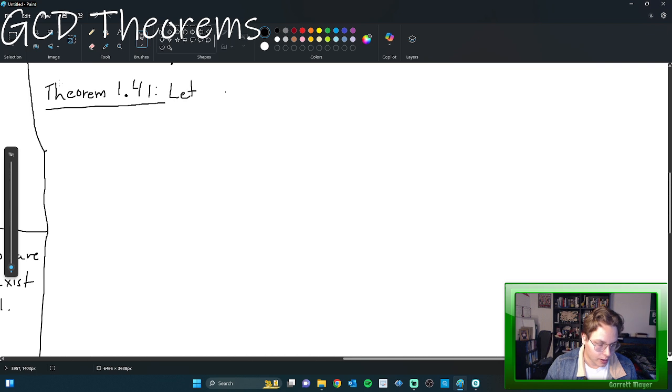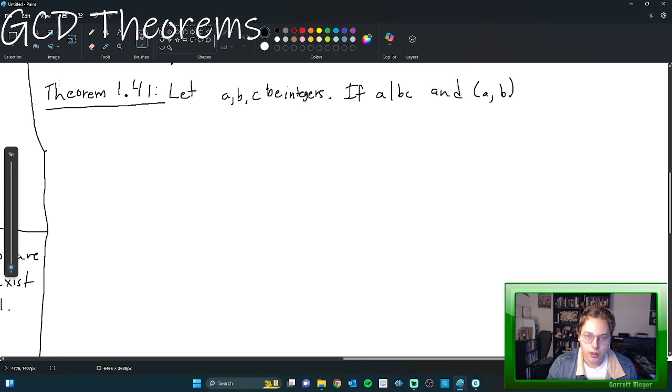So we're going to let A, B, and C be integers. If A divides BC and (A, B) equals 1, then A divides C. So this is a simpler proof. Let's go through this proof quick.